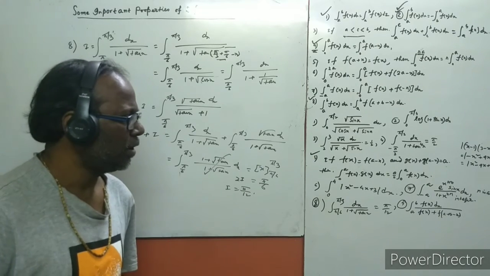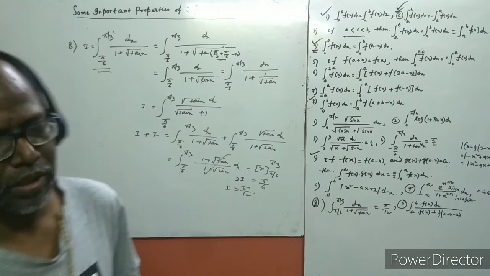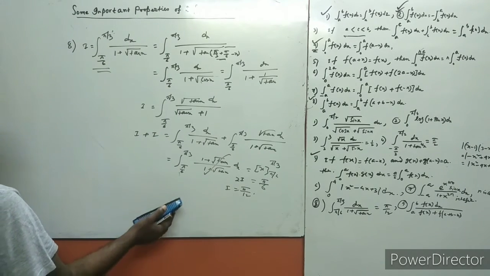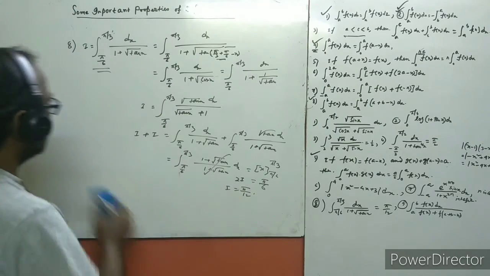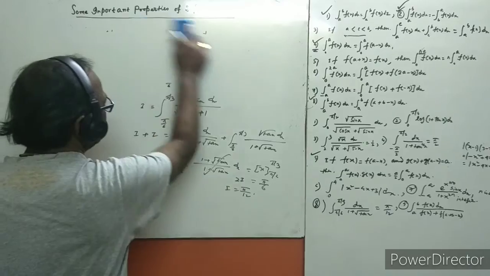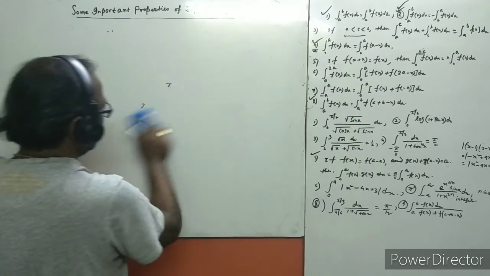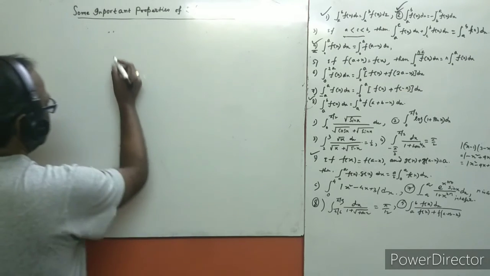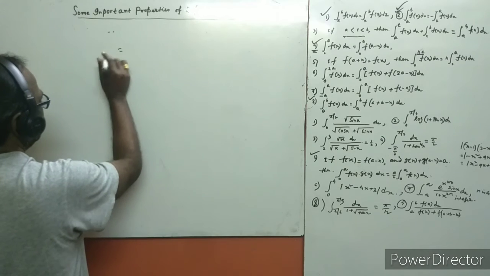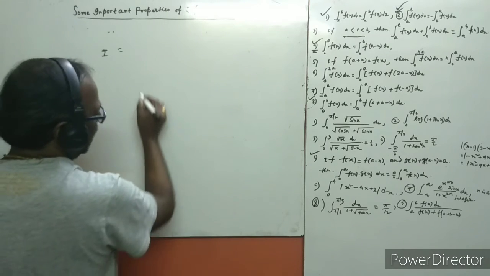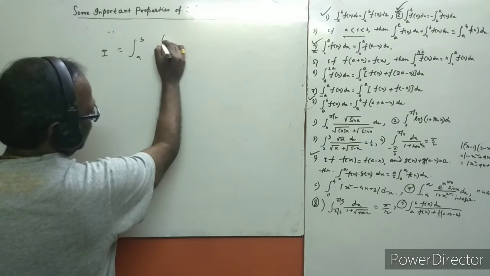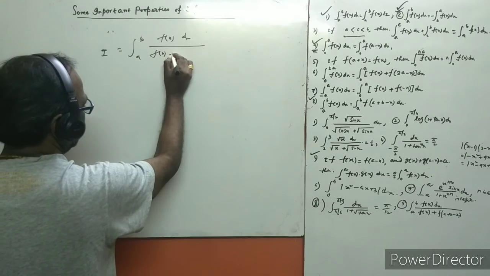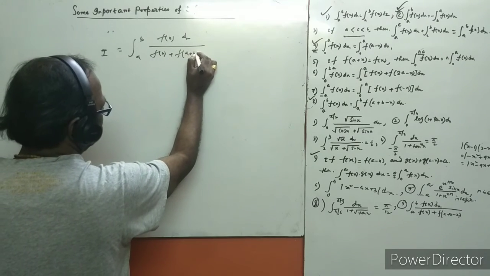And the last question also applies the same property, so look carefully at the problem. This is a very interesting question, students. After this video, the last problem is question number 9, and the same property can be applied. Let this be I, where I is the integral from a to b of f of x dx over f of x plus f of a plus b minus x.